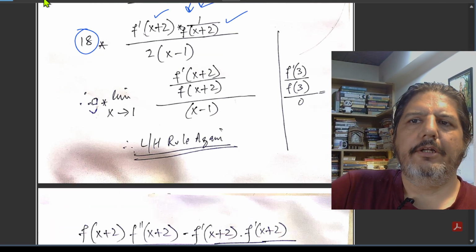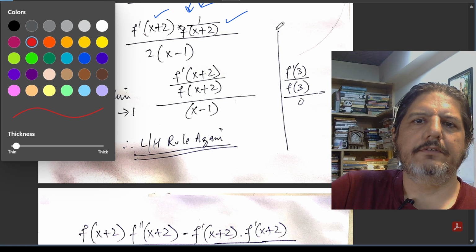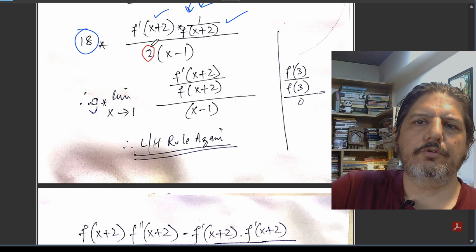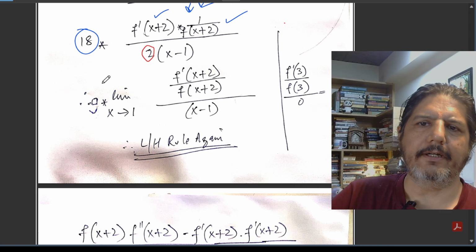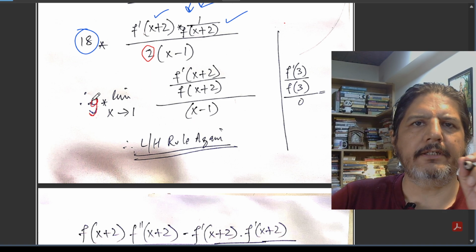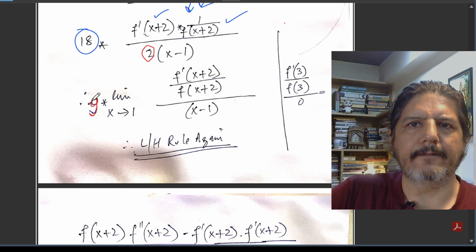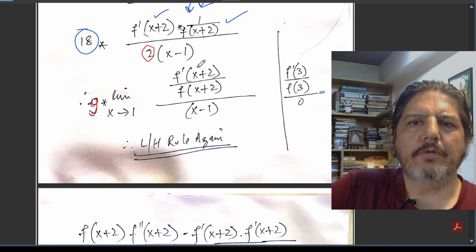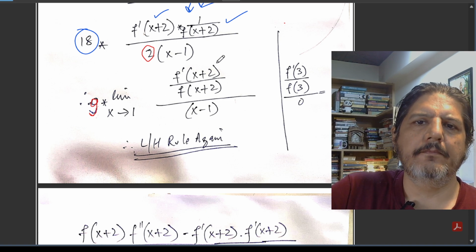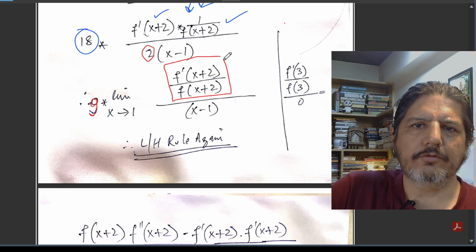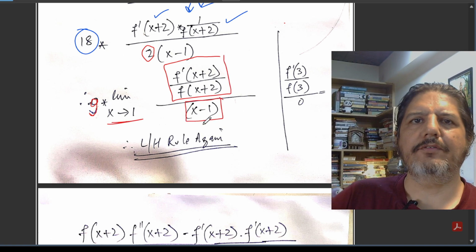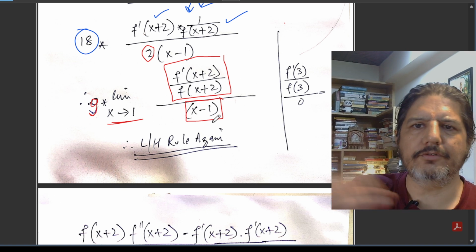Now let's carefully look at this step because there will be a few things that I'll be doing here. This 2 and this 18, I'll be dividing this, and there is a 9 which will be waiting outside. Don't forget this 9 because a lot of things will be happening inside. So this is equal to f dash x plus 2 upon f of x plus 2 whole upon x minus 1. Now consider this to be my numerator and this to be my denominator, and I have to calculate the limit as x approaches 1.